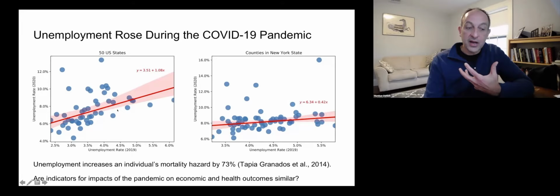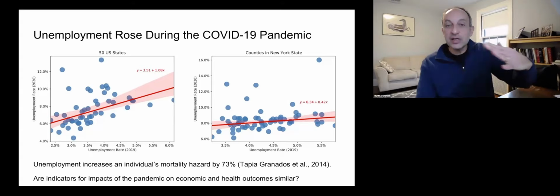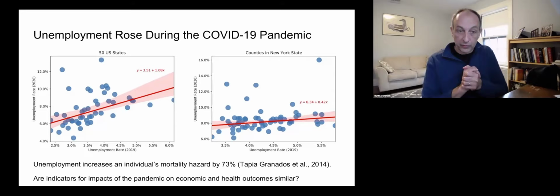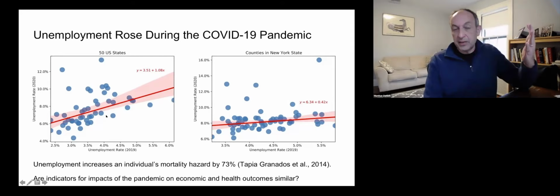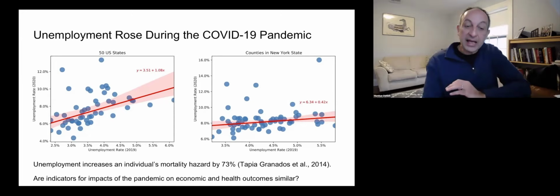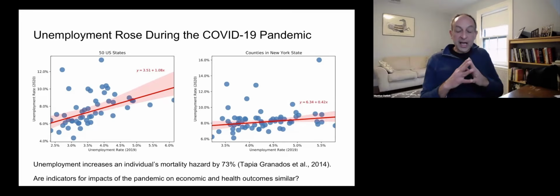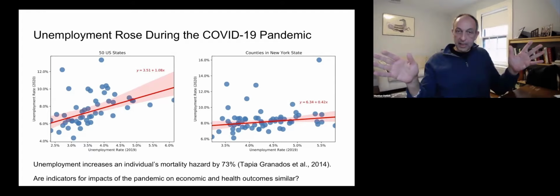So there's an offset, an increase of about 3.5%, and a linear regression that shows an increase in the unemployment as a function of the unemployment of 2019. So a fairly strong statement that unemployment has affected every state in the United States. When we look at the different counties within New York State, we get something similar, a little bit different in terms of the slope, but the offset is higher. We are seeing almost all the counties in New York State have been affected by COVID-19. So unemployment has been spread out all over the United States.